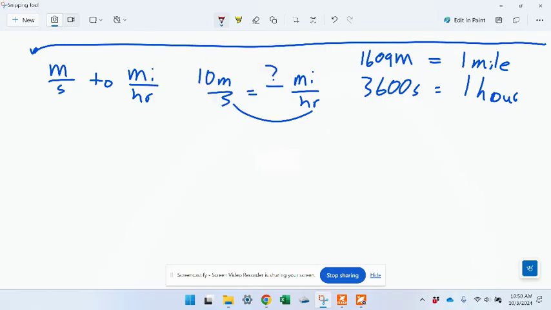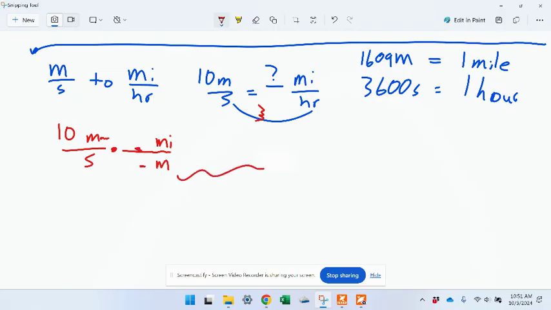The first thing you would do if you were doing this case right here, you start out with 10 meters per second. You write what you start with, and then you just multiply, and you got to make units cancel. So if we want to start out by making the meters cancel, we're going to put meters on bottom, and then we're going to put miles on top. And how do we know which numbers would go here, which numbers would go here? Well, that goes over to what is our conversion factors here. So 1 mile and 1609 meters.